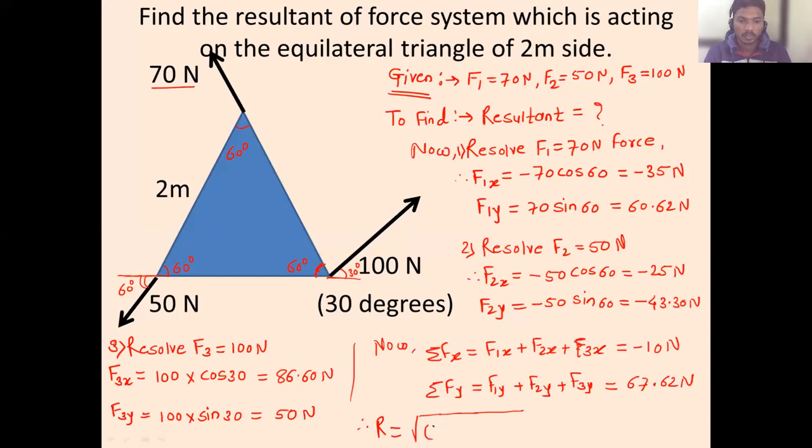Now, what is the formula to find the resultant? Square root of summation of x squared plus summation of y squared. Find it out. 66.87. Yes. 66.87 will be the answer.